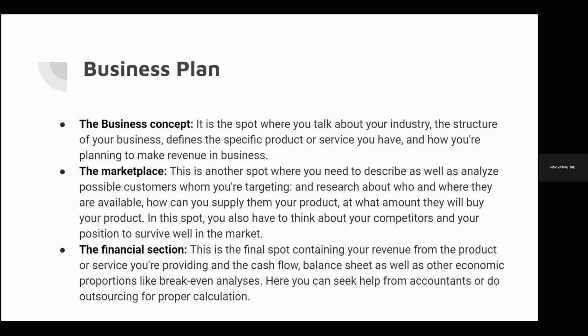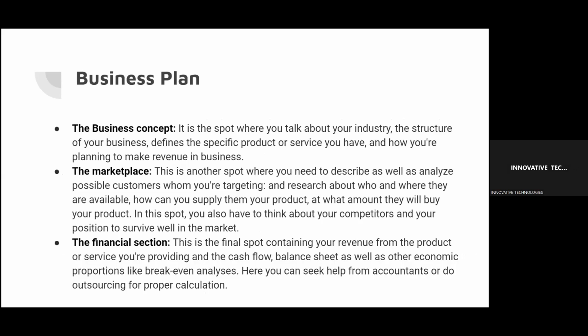There are three primary parts to any business plan. One is the business concept, the next is the marketplace, and the next is the financial structure. The business concept is the spot where you talk about the industry and the idea. Here we talk about the product, the sales of the product or the sales of the services, and how we are generating revenue from the business. And where to sell your product is the marketplace.